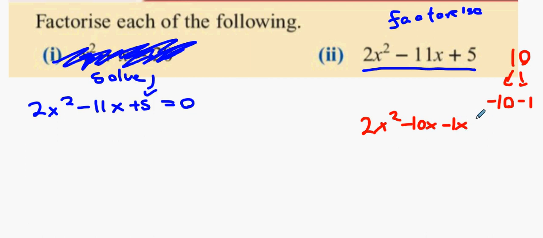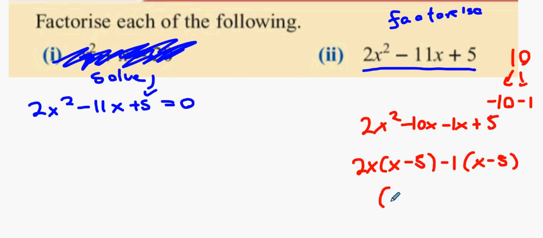And then what? 2x into? Christian wants me to take out 2x? Yeah. X, 10, or minus 5. And then the other one has to be x minus 5 as well. You put something outside it, I know. Minus 1. You get 2x minus 1 and x minus 5. Now guys, this is the answer for the factorized part.